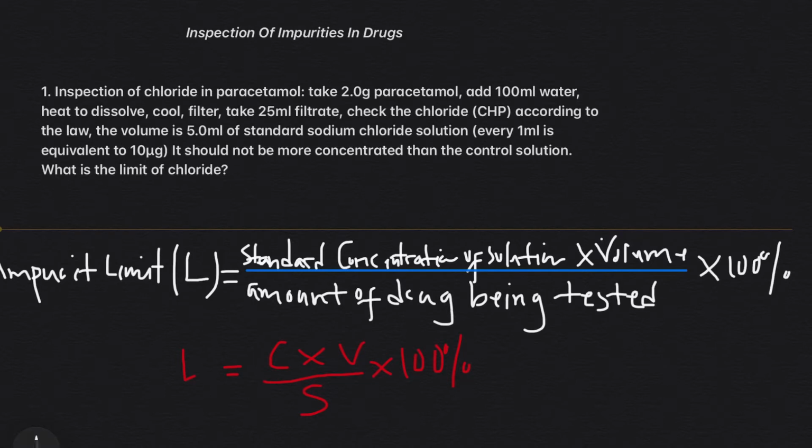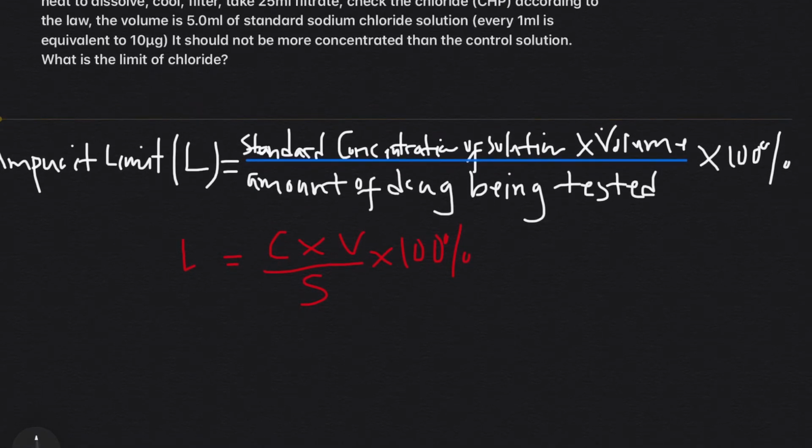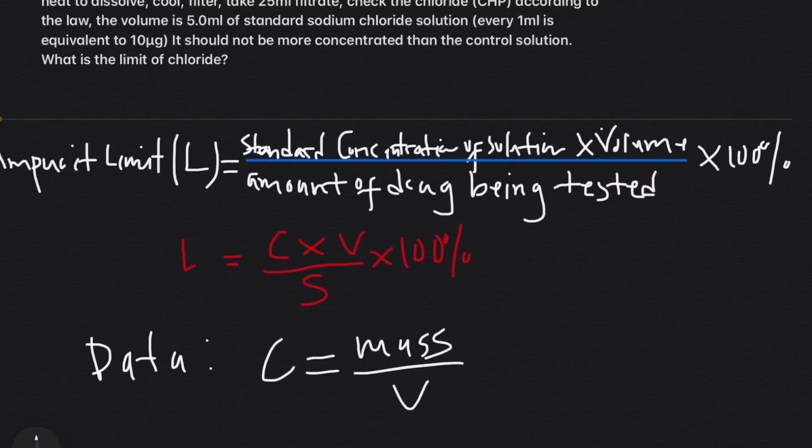So let's get into the question. Let's try to get our information from the question, then substitute it into our equation. Let's write our data here. First, the value of concentration. We know that concentration is mass over volume, which is equivalent to density. Here, concentration is the standard concentration of the solution. From the question, we are checking for the inspection of chloride in paracetamol.